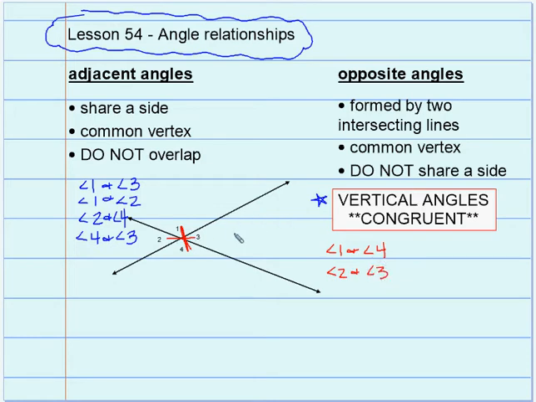Okay, so make sure that you know the difference between adjacent and opposite angles. Also, make sure you know that opposite angles are also called vertical angles, and they are congruent.